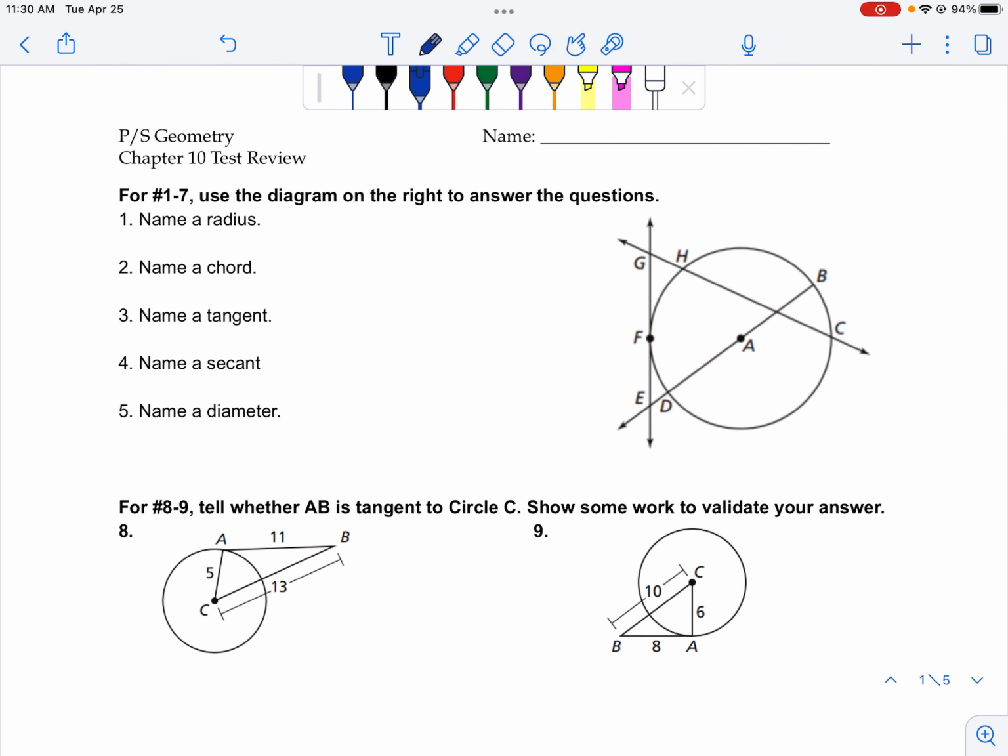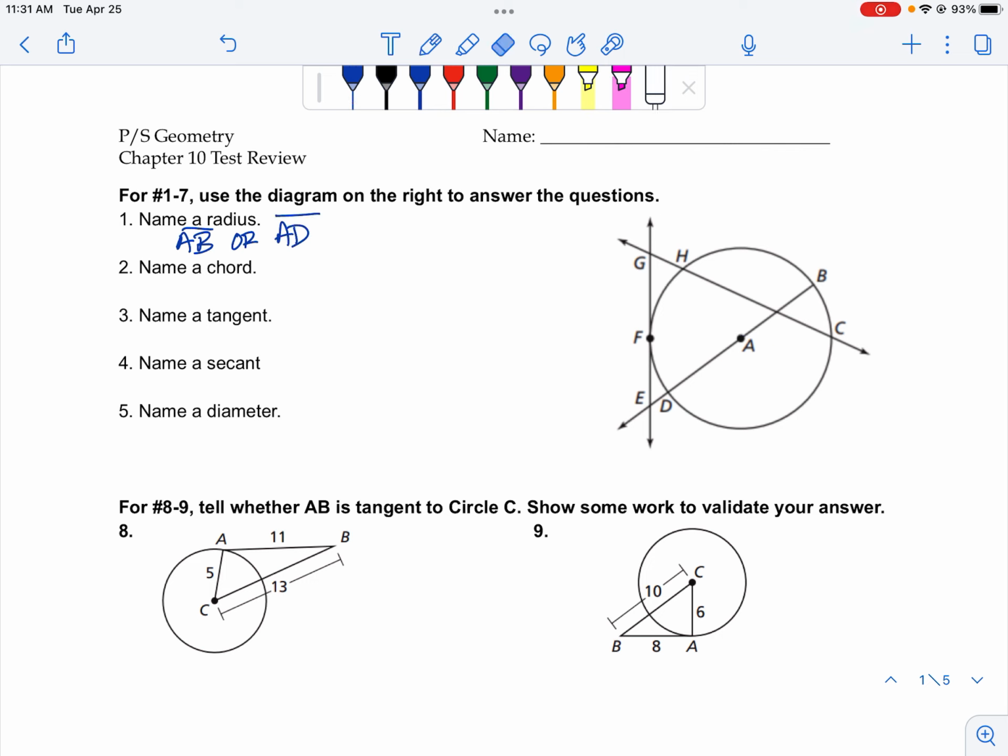Okay, so chapter 10 test review, starting with number 1. Looking to name a radius. So remember, a radius must start at the center of the circle and go to a point on the circle. A is our center. So we could have two possible answers for a radius. I could say AB, or I could have said AD. You just needed one of them.